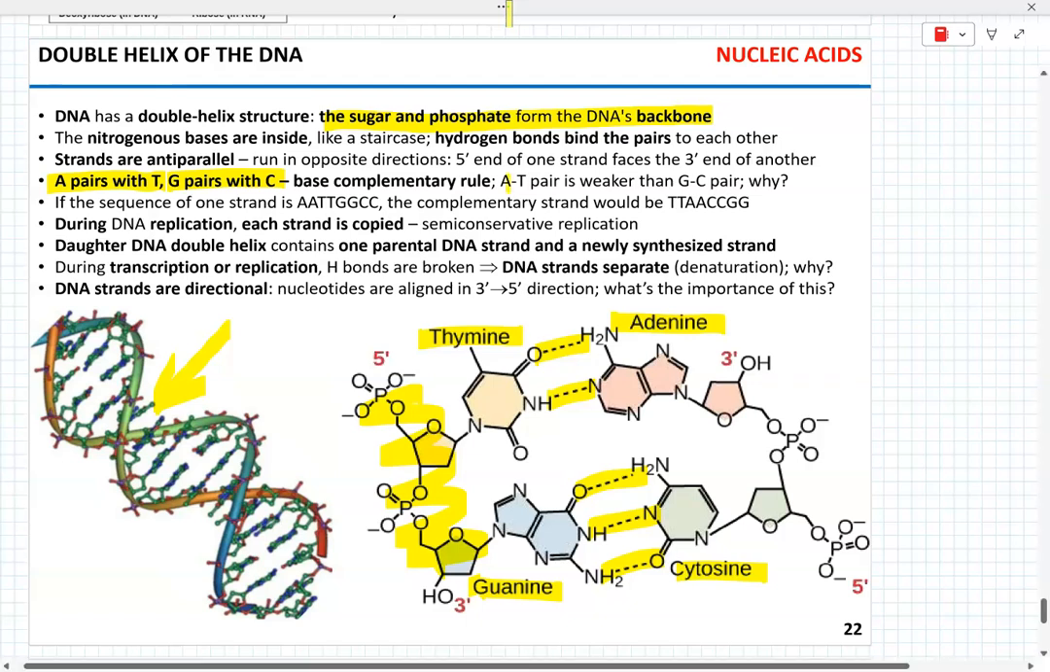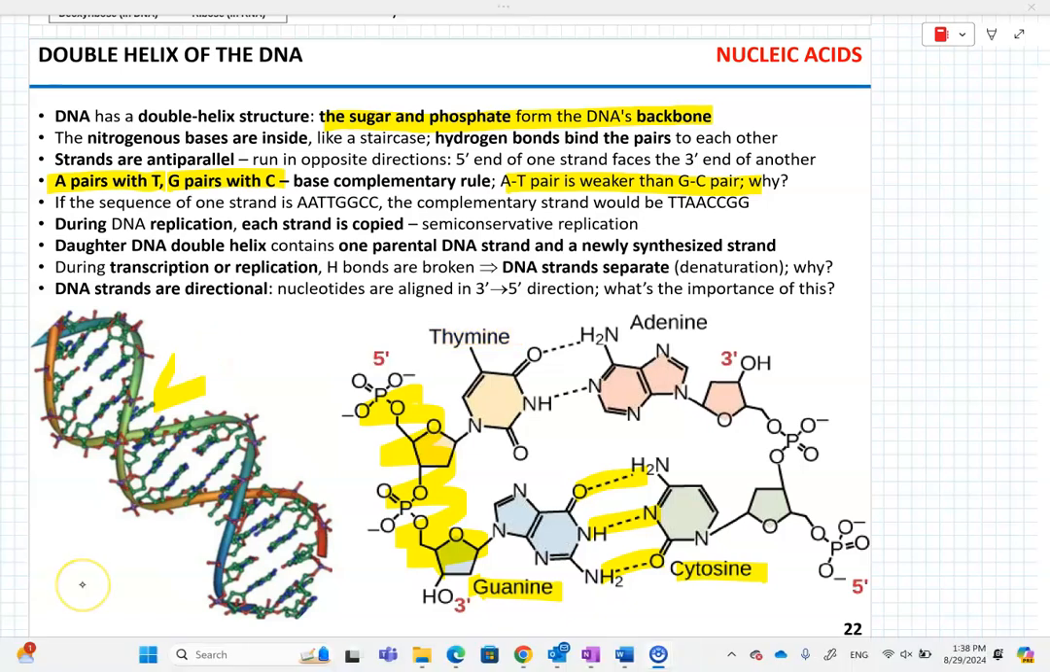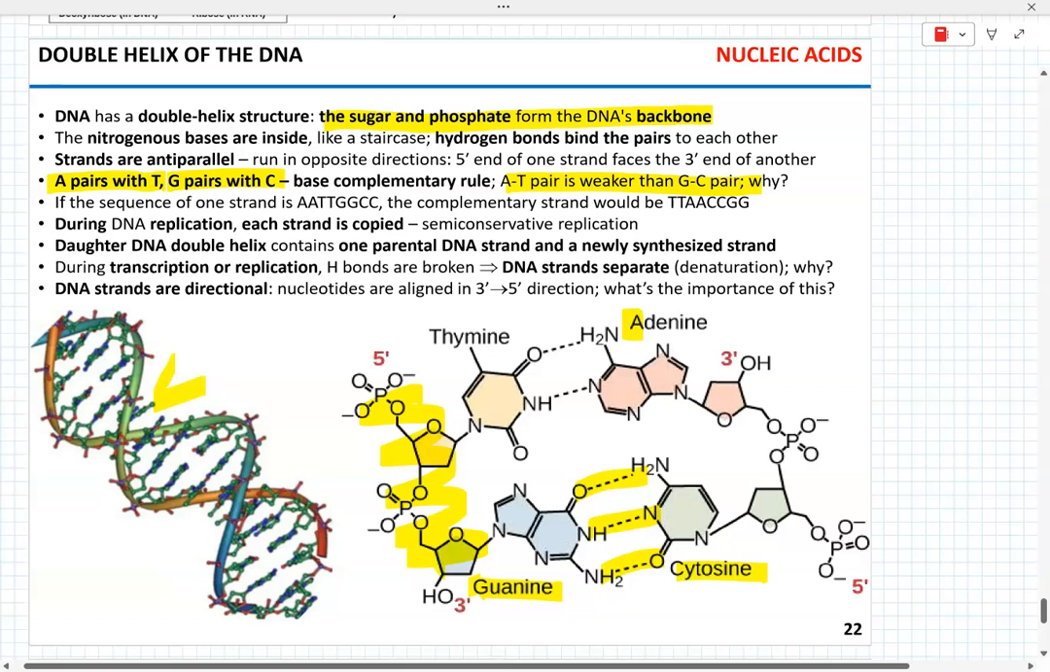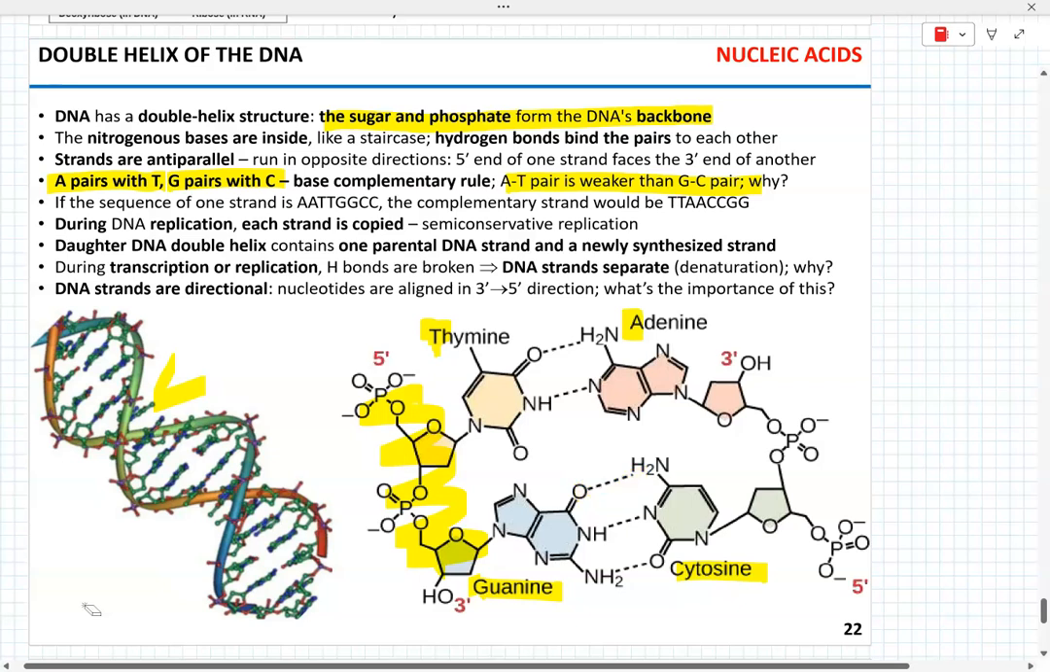AT pair in this case is weaker than the GC pair. If you look at the image, you can see that AT pair on top forms two hydrogen bonds, while the GC pair on the bottom forms three. This is GC pair.